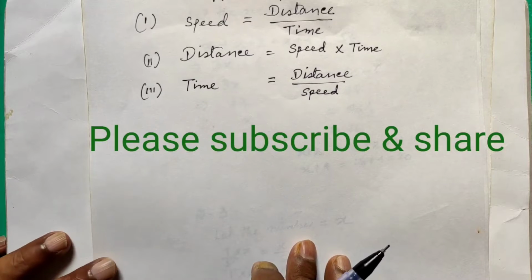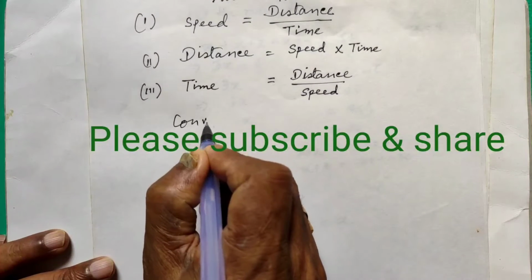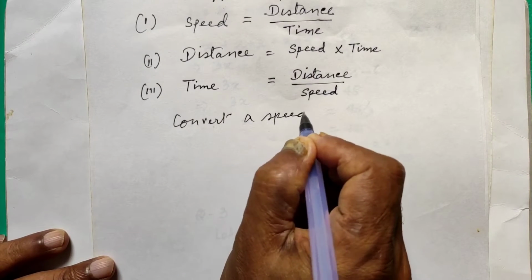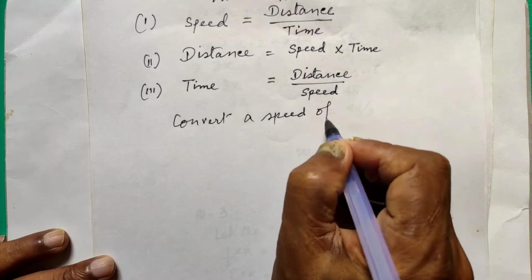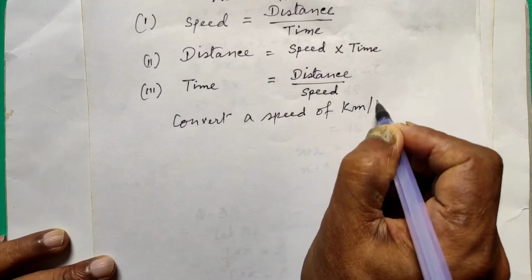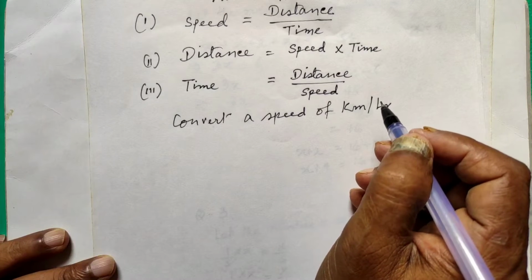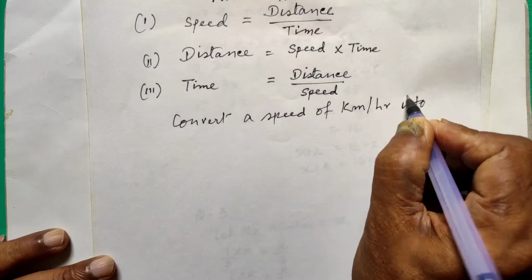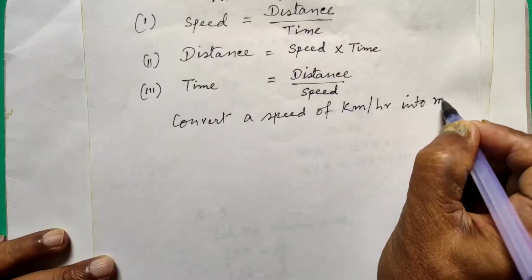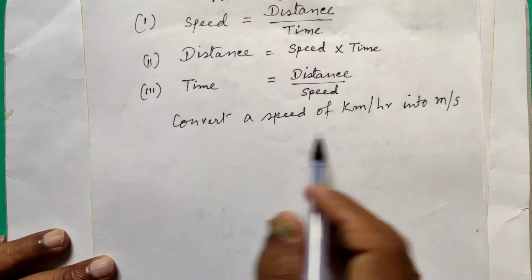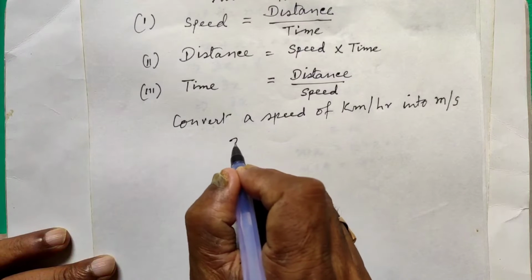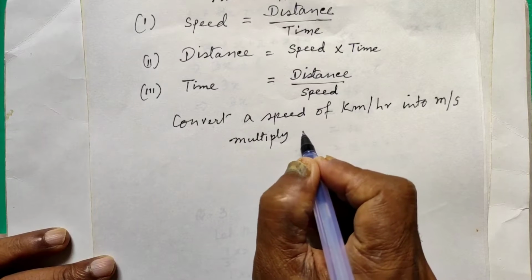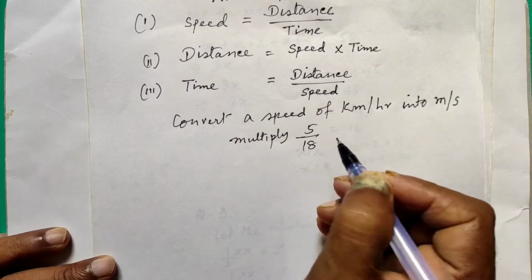Now I am coming to another important thing which you should know. When we convert a speed of kilometer per hour into meter per second, remember, meter per second, we will multiply by 5/18. All right.